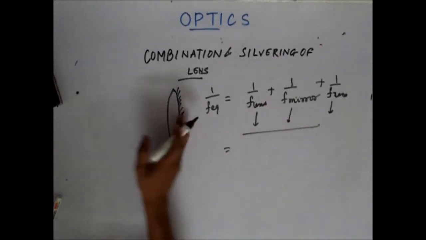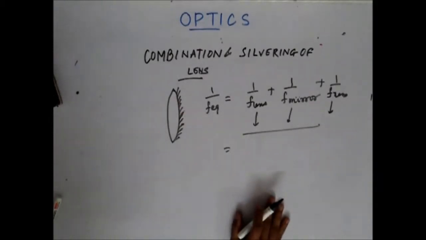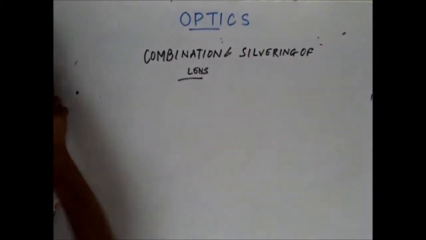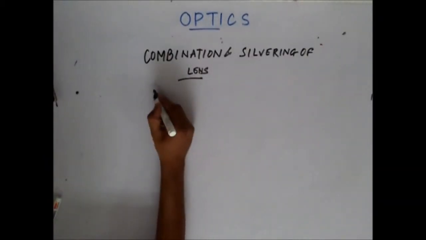So this is when we silver one side of the lens. Now let's say we have a combination of lenses plus silvering of lens. That means we have something like this.